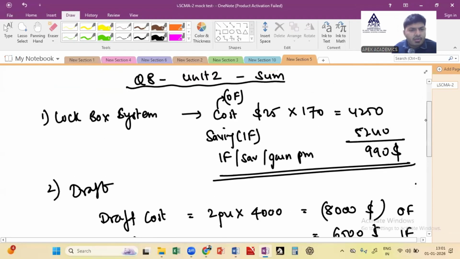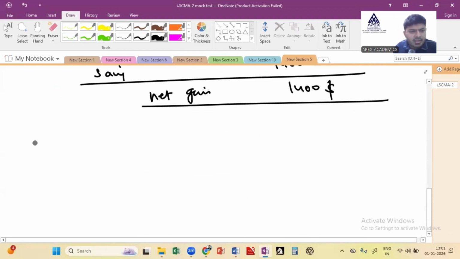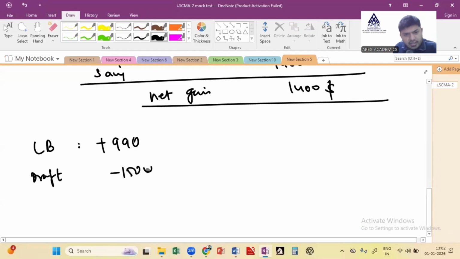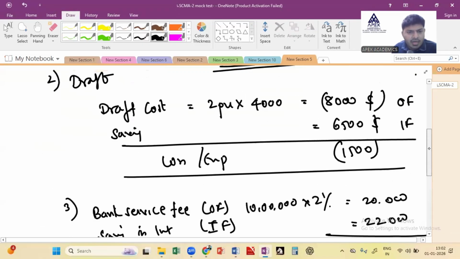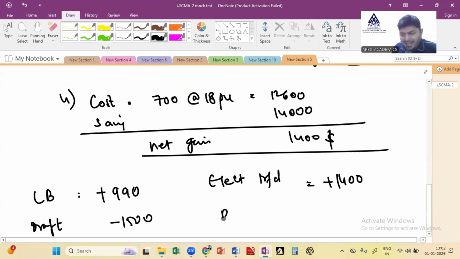So if I was to make a summary, in your lockbox, your gain is 990. In your draft, you have a loss of 1,500. Next comes your electronic transfer. In your electronic transfer, you made a gain of 1,400. And you had a bank float which gave you a gain of 2,000.